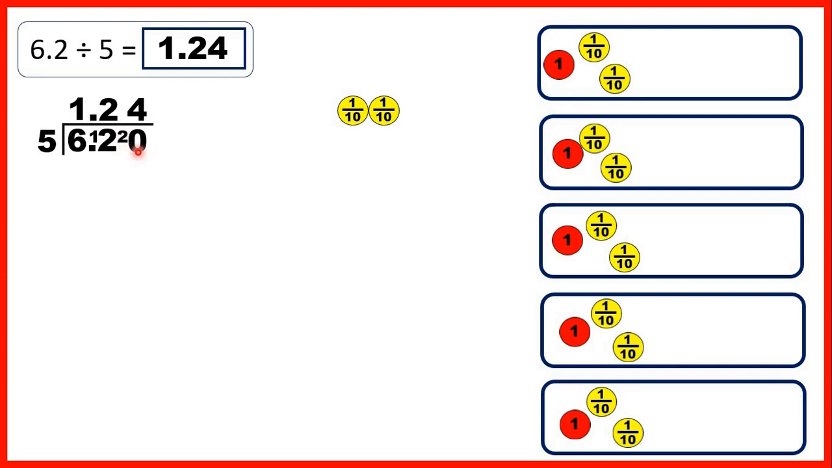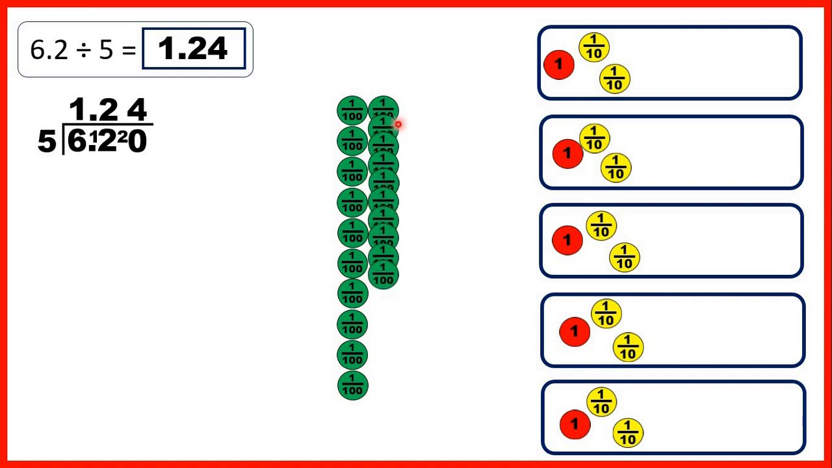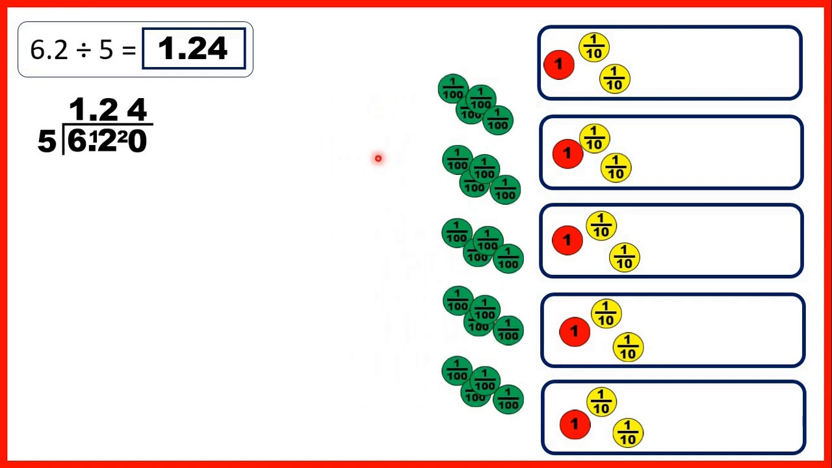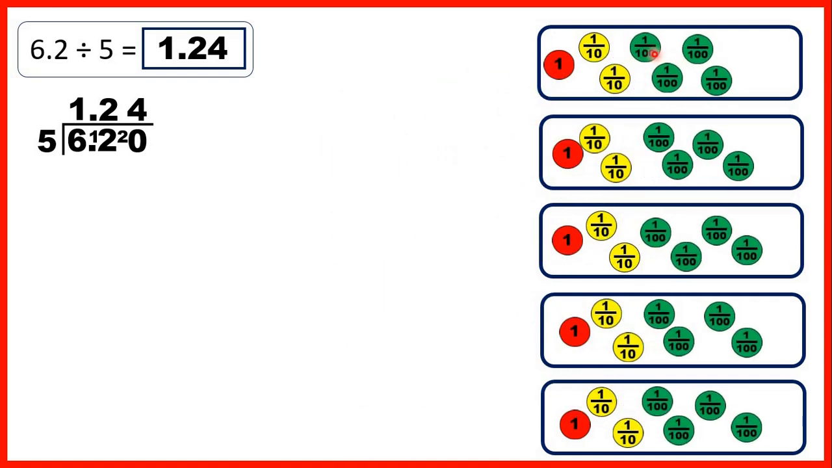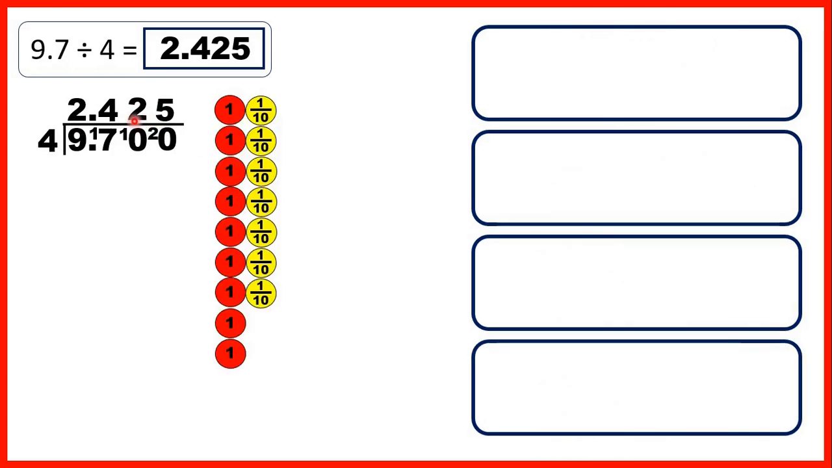So here we extended 6.2 into the hundredths, and we could do that because 2 tenths is the same as 20 hundredths. So now when we share out those hundredths, we get 4 hundredths in each group, with nothing left to share out, so that's why our answer is 1.24.